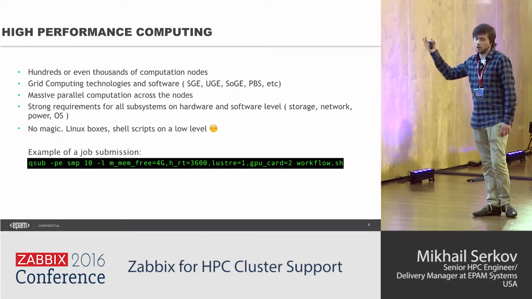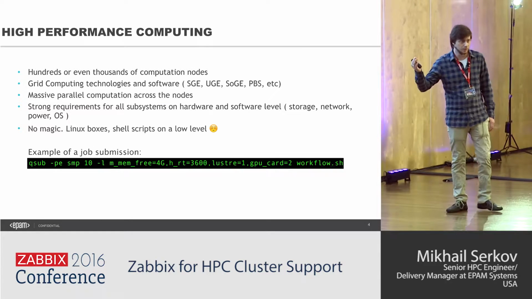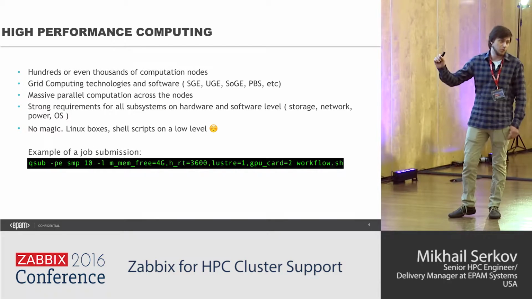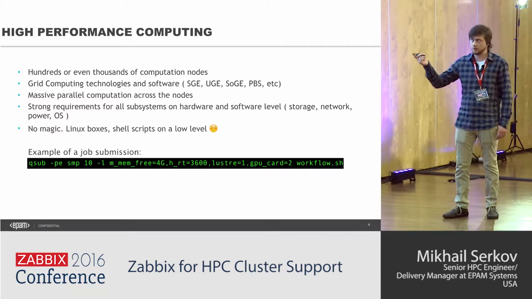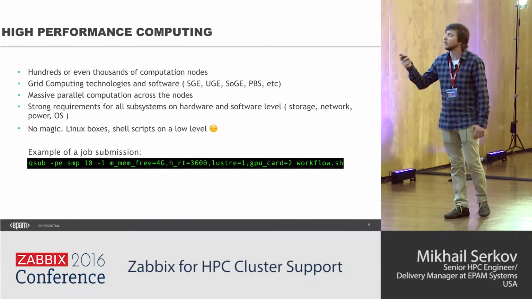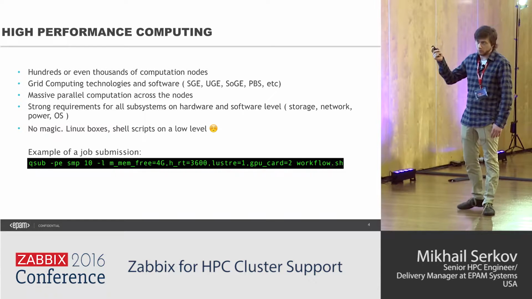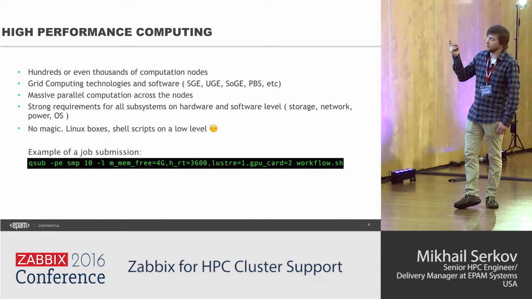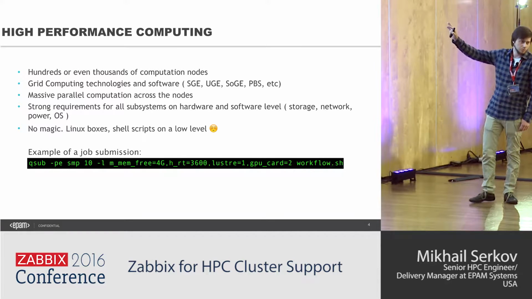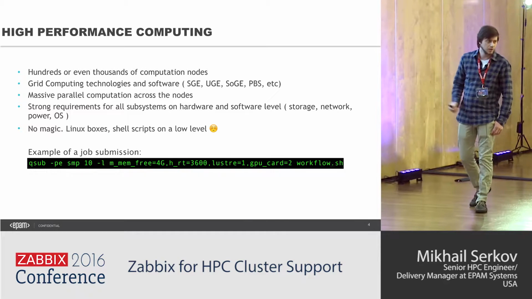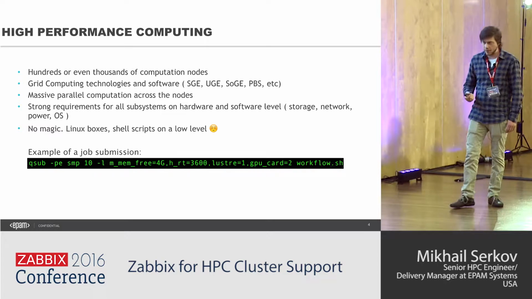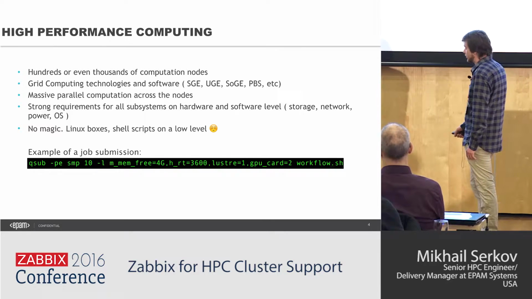So this is an example of what scientists actually do. They submit their job, they just run some kind of Linux command line, and in this case it says, okay, I want 10 CPU cores, 4 gigs RAM per core, for 1 hour. I want the Lustre file system mounted and 2 GPU cards, and I just want to run the workflow.sh script on the resources. Then the scheduler chooses the node, reserves these resources, and the user goes on.